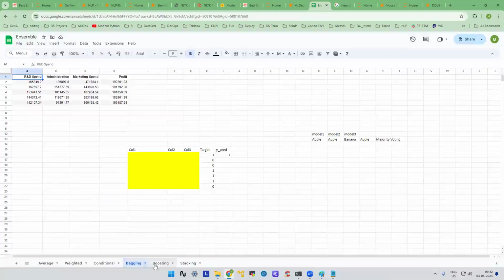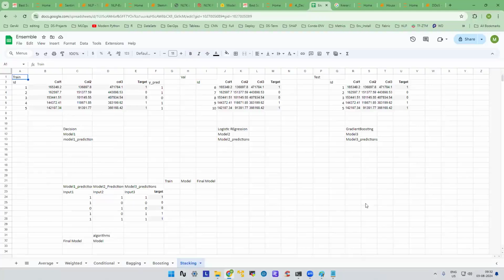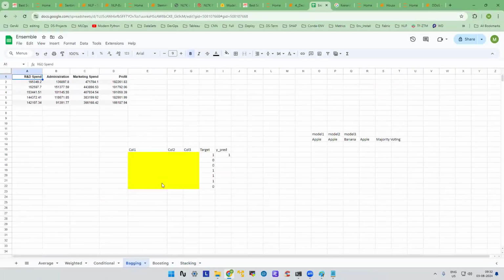We have algorithms for bagging and boosting. In bagging, we have random forest. In boosting, we have gradient boosting. Stacking is going to be used in competitions. It's not very difficult, but it can be manual, and it's not necessary. All right, so let's get into bagging first.